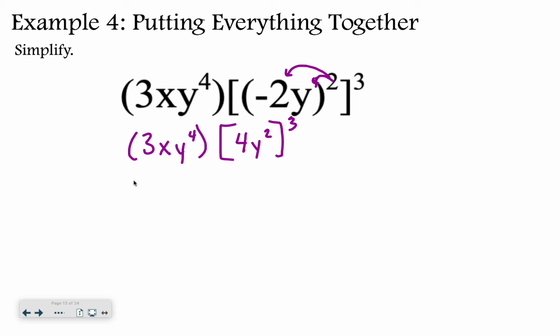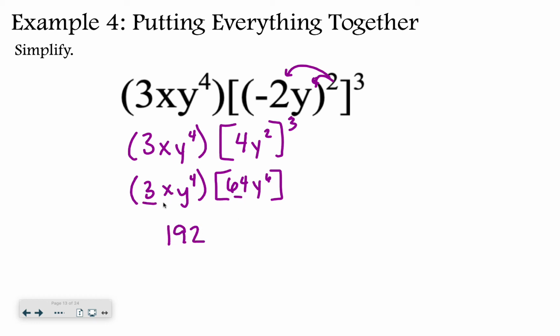So what I can do is say 3xy to the 4th, and then I can say 4 to the 3rd is 64, and then y to the 6th. Then from there, now I can combine, and I'd say 3 times 64 is 192. And then there's only this one x, so I'm going to put x, and then y to the 4th and y to the 6th. Since the y appears twice, I'm going to add my exponents. So 4 plus 6 is 10. So this would be my answer.